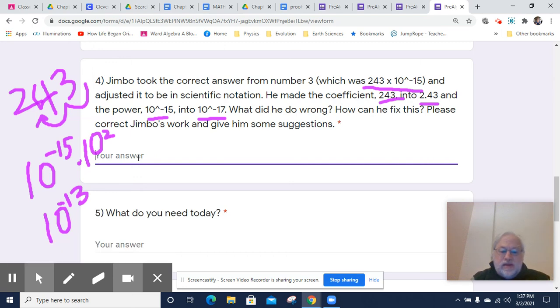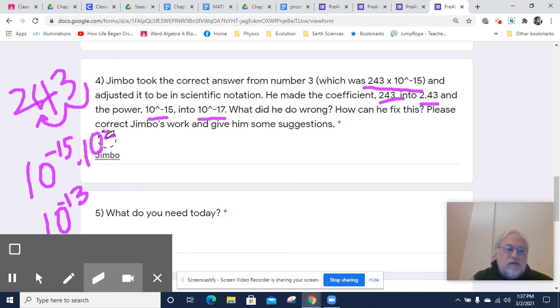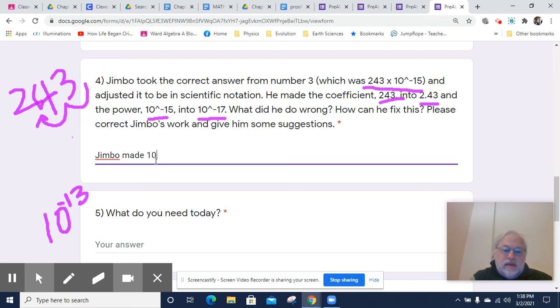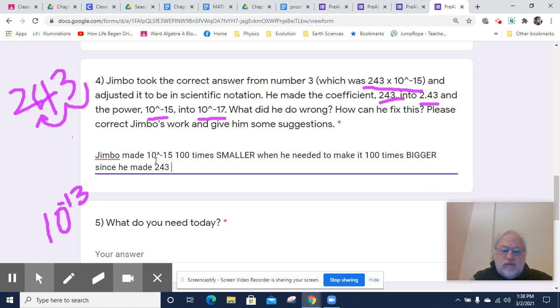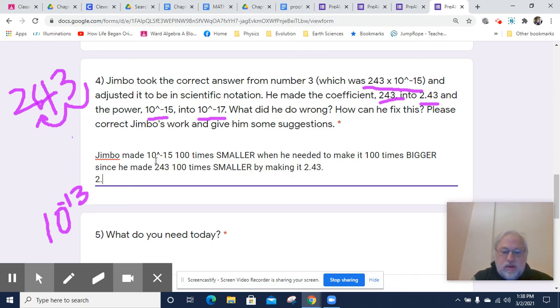So here's what Jimbo did. I'll actually erase some of this stuff here. So we needed to end up with 10 to the negative 13th. So Jimbo made 10 to the negative 15th 100 times smaller when he needed to make it 100 times bigger, since he made 243 100 times smaller by making it 2.43. So the answer is going to be 2.43 times 10, not to the negative 17th, but 100 times bigger than 10 to the negative 15th, which is 10 to the negative 13th. And that's your answer. I hope that helped.